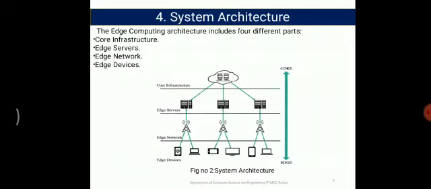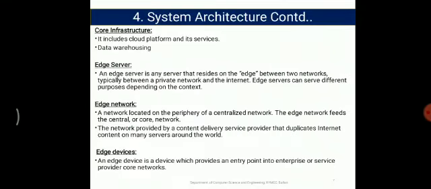Next comes the system architecture. The edge computing architecture includes four parts: core infrastructure, edge servers, edge network, and the last one is edge devices. Let's begin with core infrastructure. It includes the cloud platform and its services. It provides data warehousing, which means where a large amount of data can be stored, so it is called warehousing. It also performs big data processing and business logic.